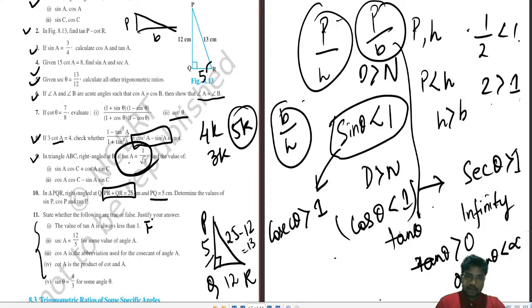So the value of tan theta is always less than 1. तो ये क्या हो गया? False. Sec A equals 12 by 5 for some values of angle A can be possible. It will be greater than 1. Cos A is the abbreviation used for the cosecant of angle A. No, cosecant is used for cosec. So ये false हो जाएगा. Cot A is the product of cot and A. False. Sin theta equals 4 by 3 for some angle. False, because it can't be greater than 1. It will always be less than 1.